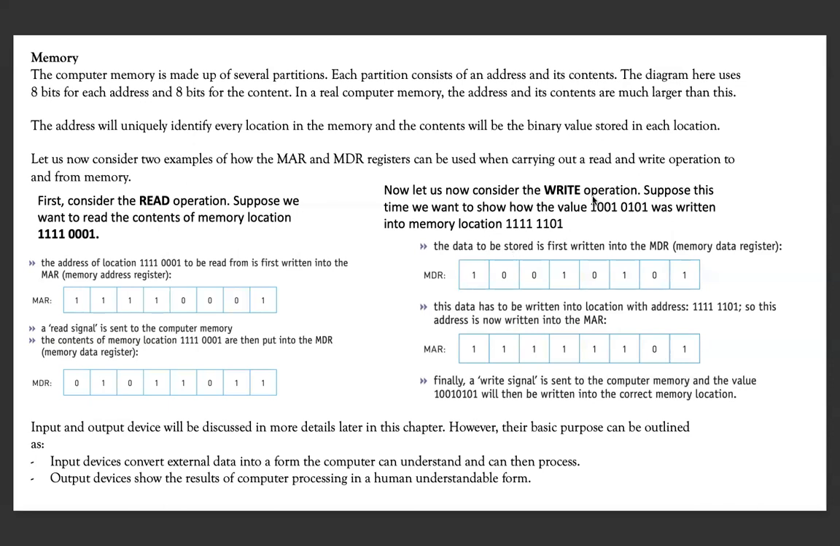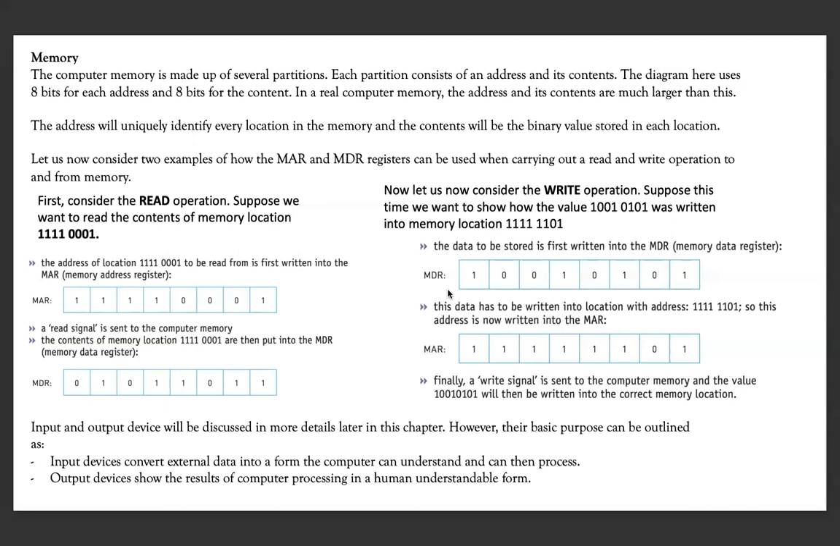First, I have the data. That means the value is first placed in the MDR: 1001 0101. The data has been placed into the MDR. Now, since I want to write something to an address, the next thing I need is the address where that data is to be written.